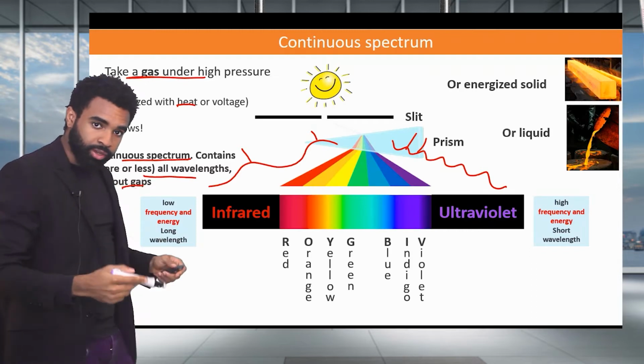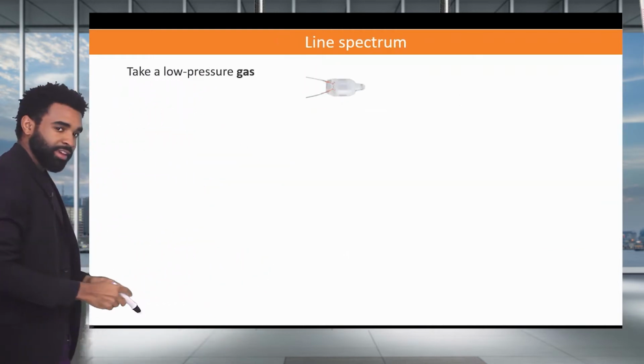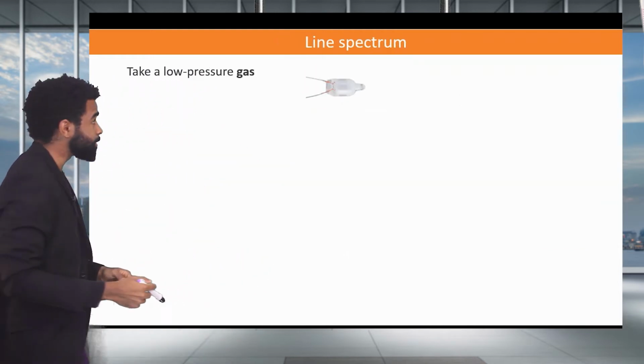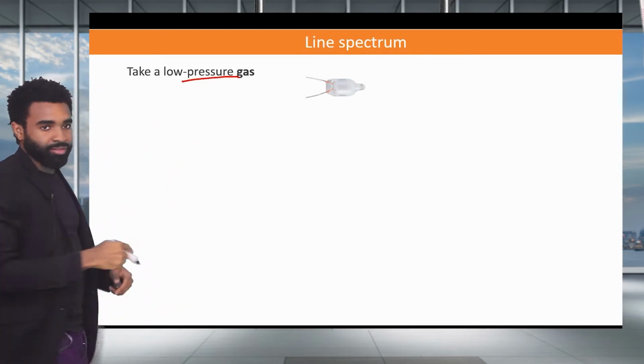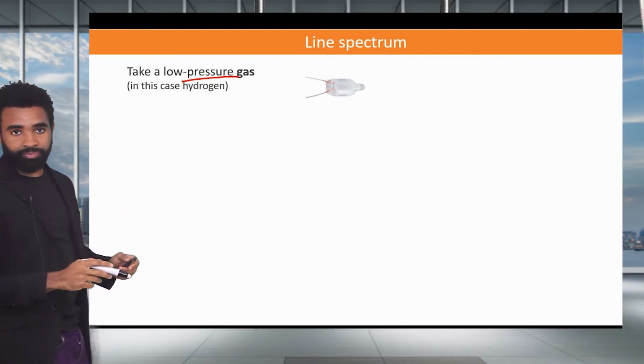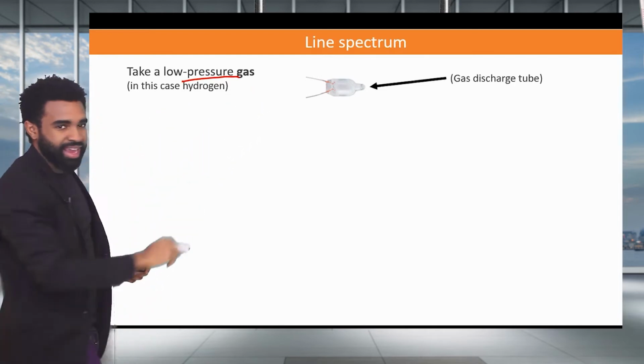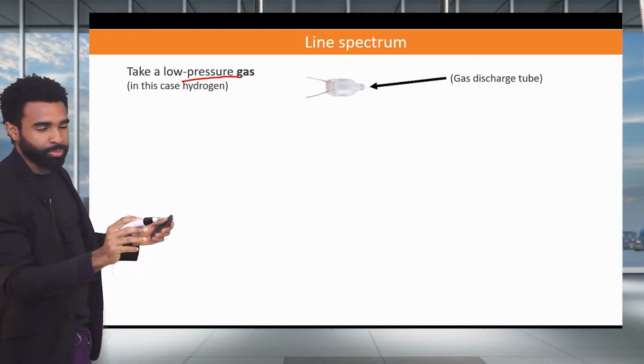What we're going to focus on though in this video is something called a line spectrum. And to create a line spectrum, what you do is you take a low pressure gas instead of a high pressure dense gas. In this case, we're going to use hydrogen. And you put it in some kind of container. Here we call this a gas discharge tube. Not too important for now.